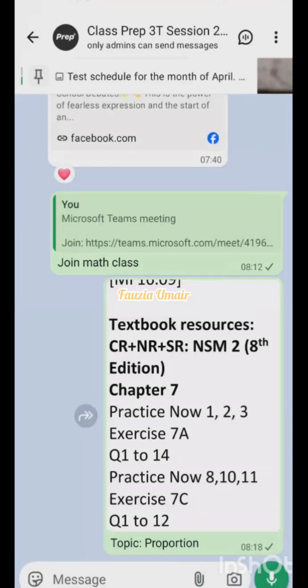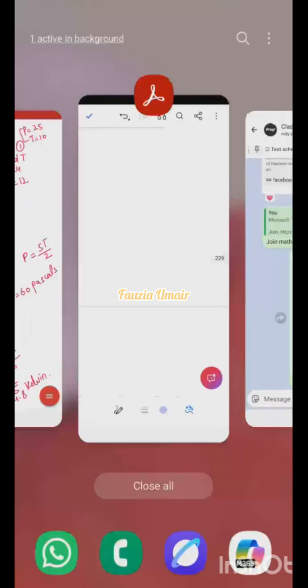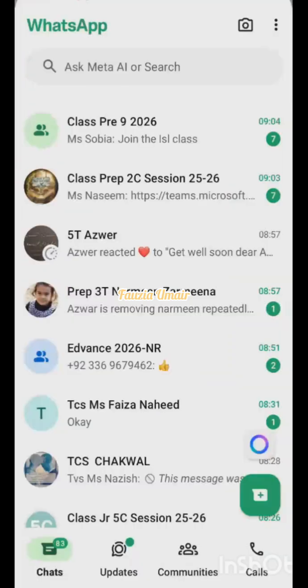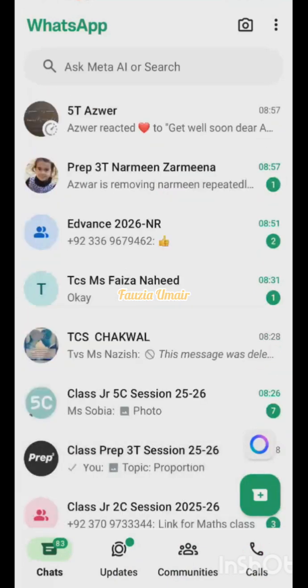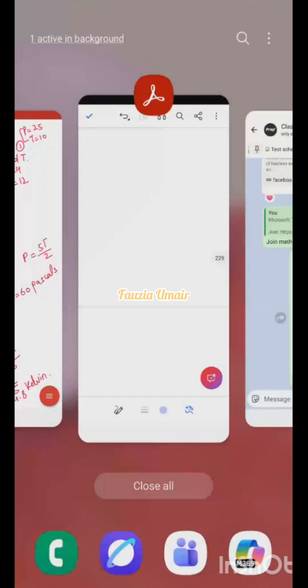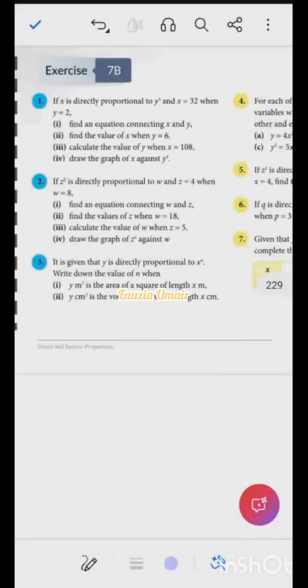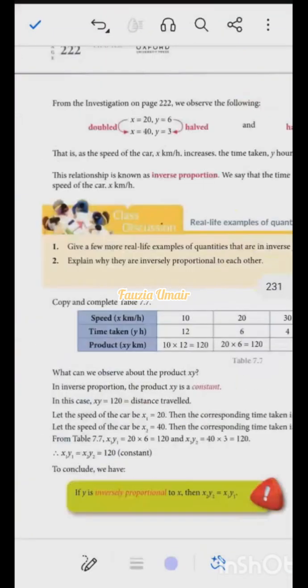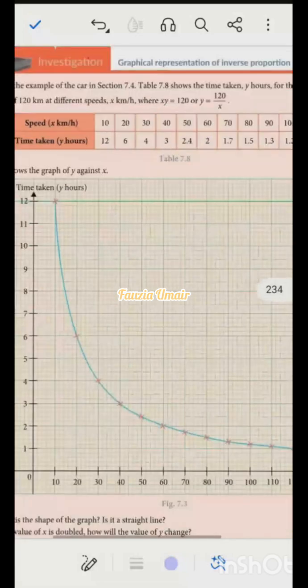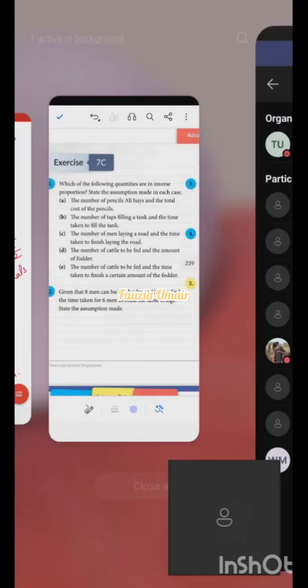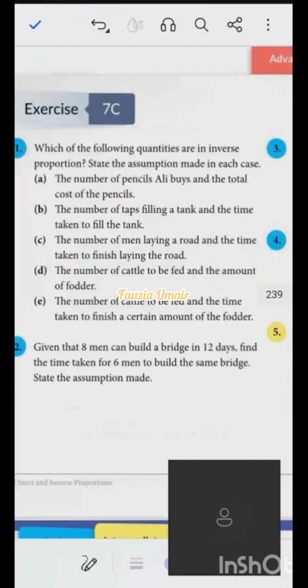So now we need to do exercise 7C, question 1 to 12. This exercise is for inverse proportion. While going through this exercise, you might see the graphs also. This is the graph of inverse proportion. So exercise 7C, we need to do the first 12 questions of this exercise.